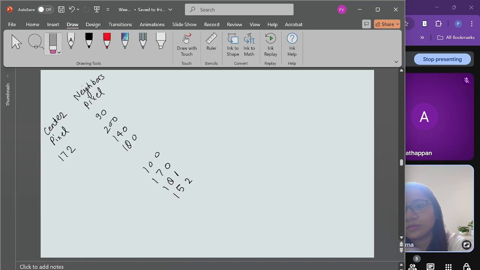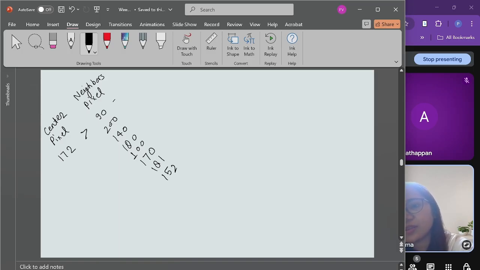Okay. So here I can write 100, then 170, here 181 and 152. 100, then 170, 181 and 152. So just compare it with this center pixel.